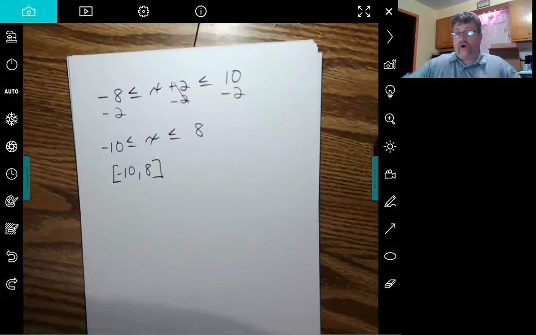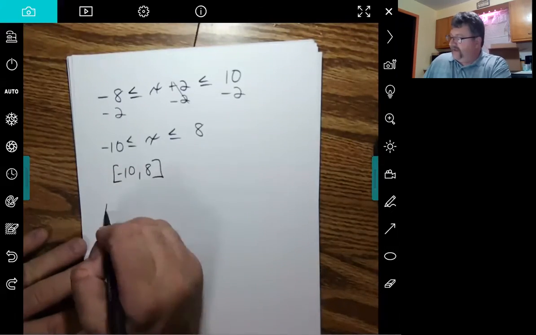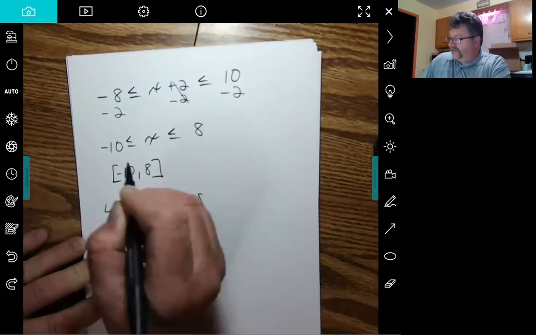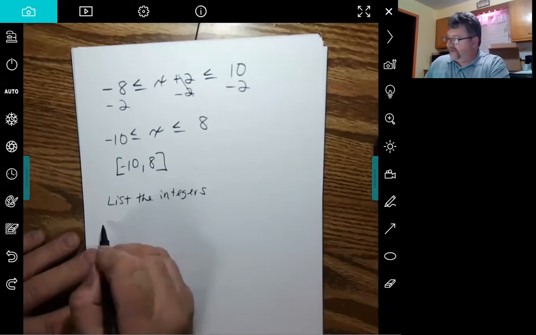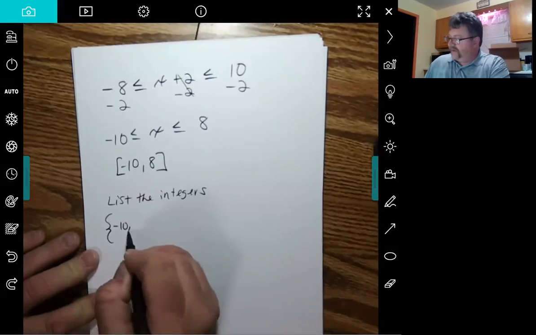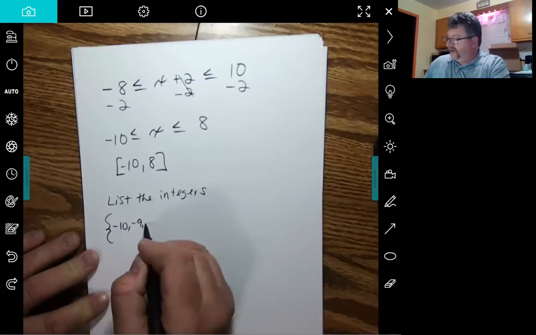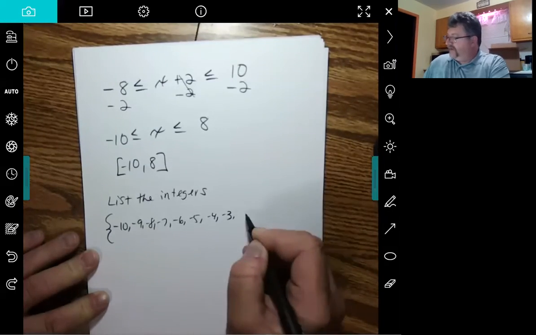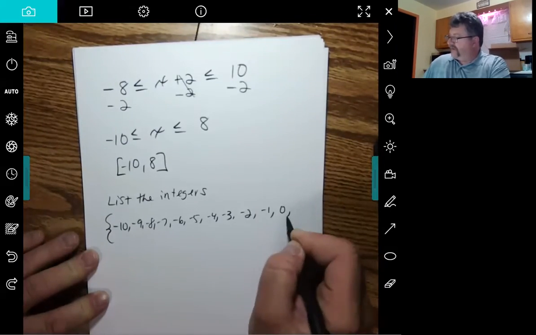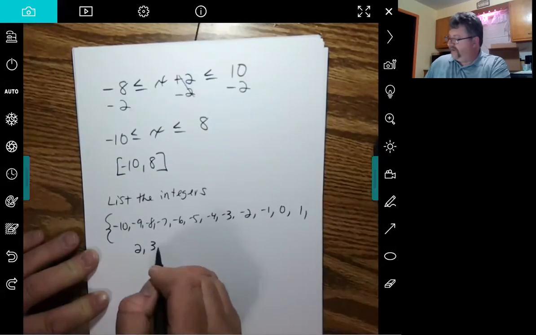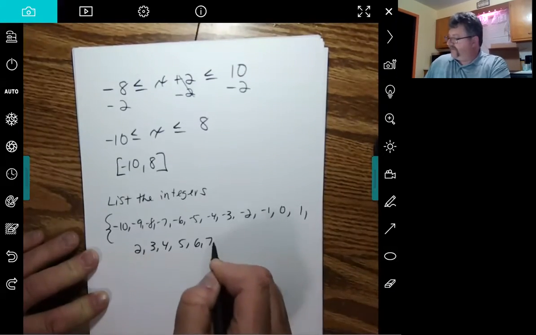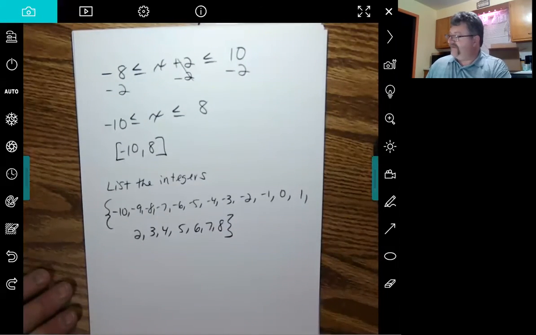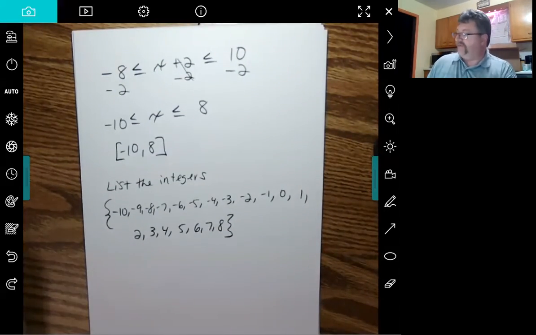How would I list them if it was just integers? Again, these solutions include all numbers, not just integers. But if it said list the integers that fall into this criteria, well, what would it be? Curly braces, it would be -10. Oh boy, I gave myself some work here. -9, -8, -7, -6, -5, -4, -3, -2, -1, 0, 1, 2, 3, 4, 5, 6, 7, 8. Okay, those are all the integers between -10 and +8, including -10 and +8.